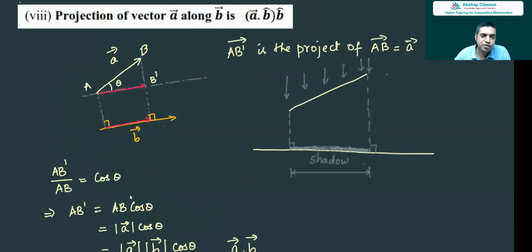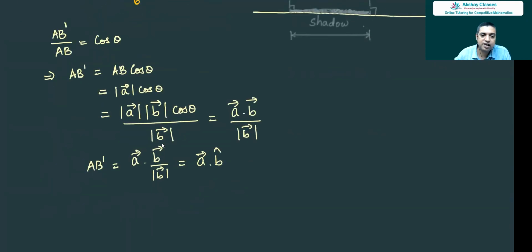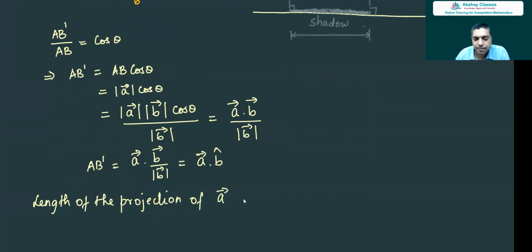So the length of the projection of one vector along the other, the length of the projection of A bar along B bar, is A dot B cap. Very important result.